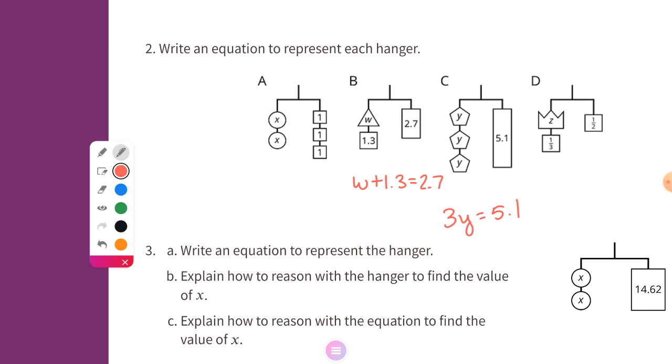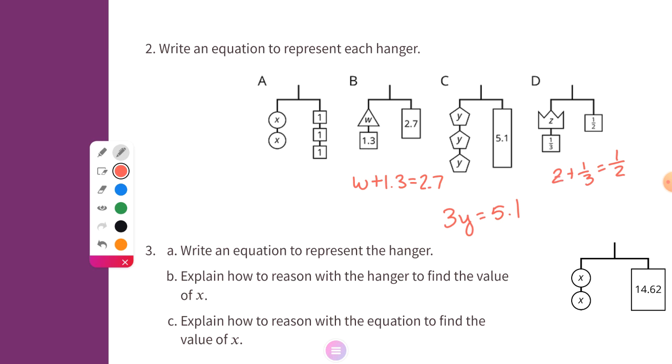D, Owen, what'd you get for D? Z plus 1/3 equals 1/2. Yep, that's right. Z plus 1/3 equals 1/2. Questions on those? Brendan? I don't know. It's just the shape they chose to use.